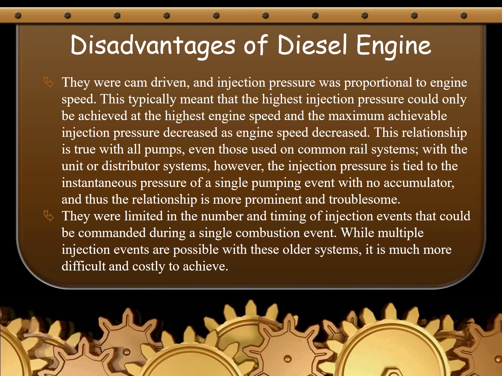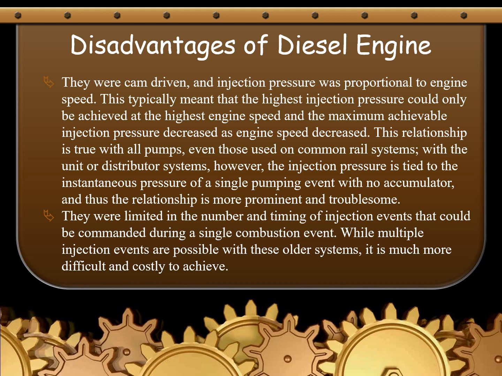What are the disadvantages of the diesel engine? Diesel engines have a cam operated fuel injection system. They are cam driven, and the injection pressure is proportional to the engine speed. This typically means the highest injection pressures are achieved only at the highest engine speeds, and the maximum achievable injection pressure decreases as the engine speed decreases. That is also a drawback.